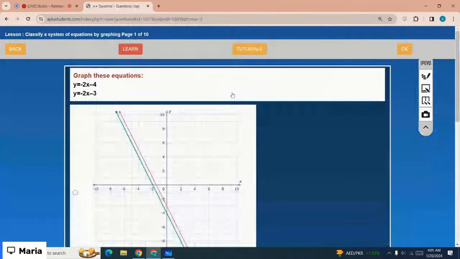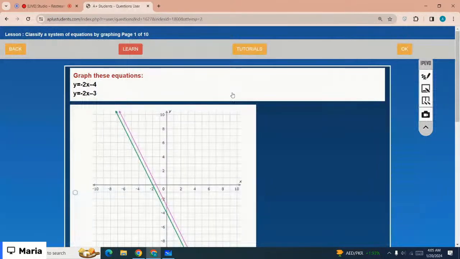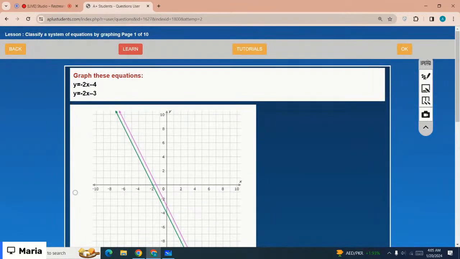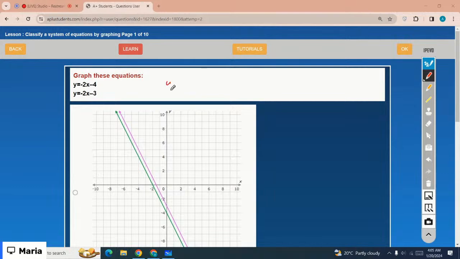Okay, graph these equations: y equals -2x minus 4 and y equals -2x minus 6. Let's see how to graph. The first equation is y equals -2x minus 4. Just compare this equation to the general form of the equation, that is y equals mx plus b. For the first equation, the slope is -2 and the y-intercept is -4, that is x is 0, y is -4. For the second equation, the slope is m equals negative 2 and the y-intercept is 0, negative 6.